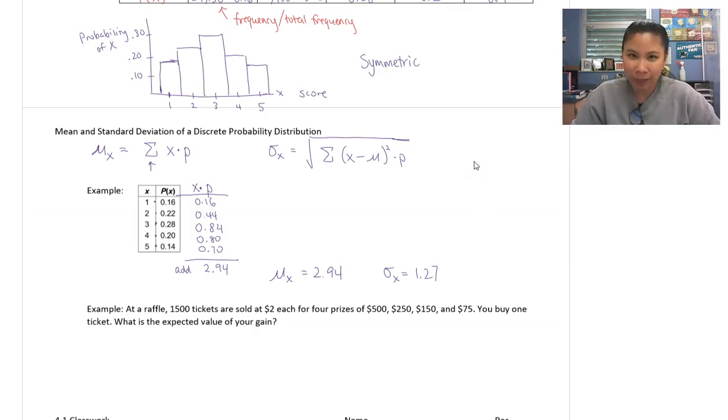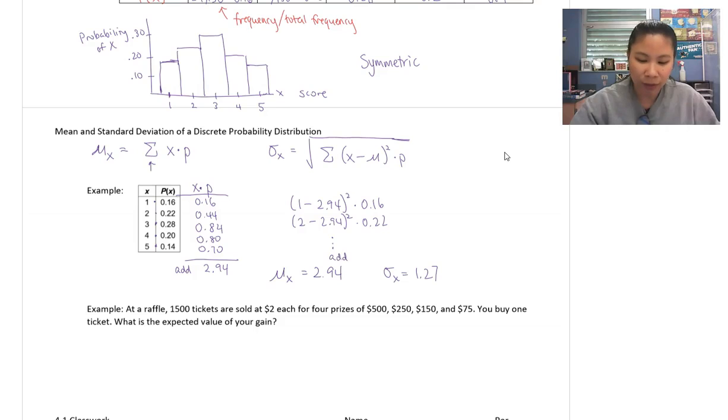If you were doing this by hand, not recommended, but if you must, then what you're doing is basically for each X value, you would take 1 minus your mean of 2.94, square it, and then multiply by the probability of 0.16. Do that for all of them. So our next X value was 2 minus the 2.94 times its probability, which was 0.22. Keep going, add up everything you get, and then square root whatever you got from adding everything.